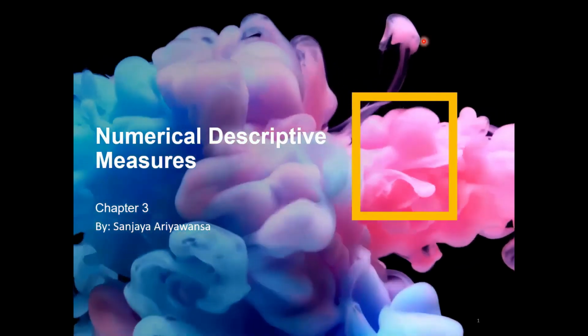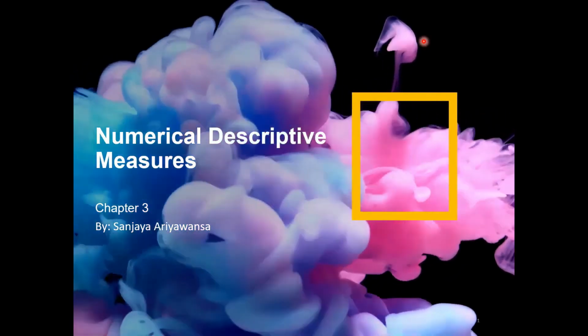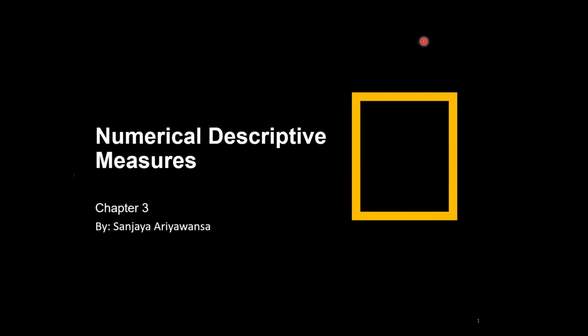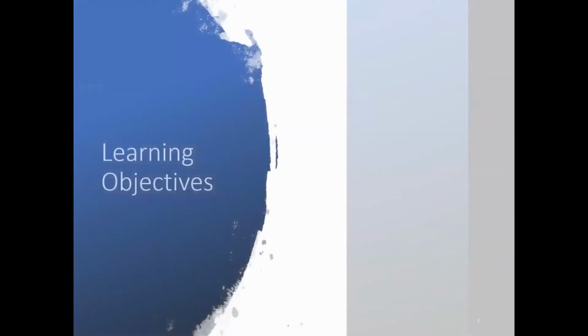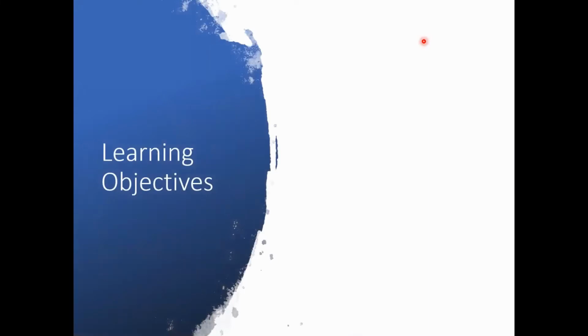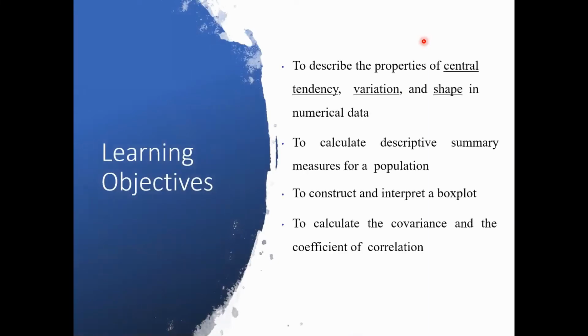Today we will be looking at chapter 3, which focuses upon numerical descriptive measures. So the learning objectives for this particular chapter, we will be looking at three important concepts. We will be looking at the central tendency, variation and shape in numerical data.